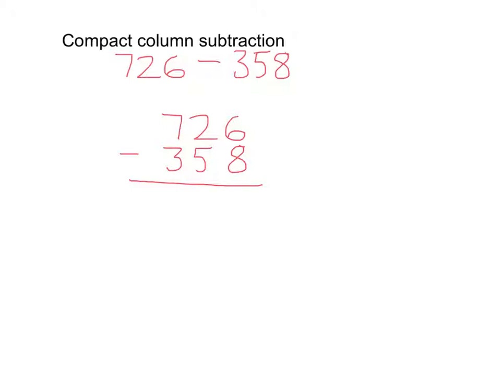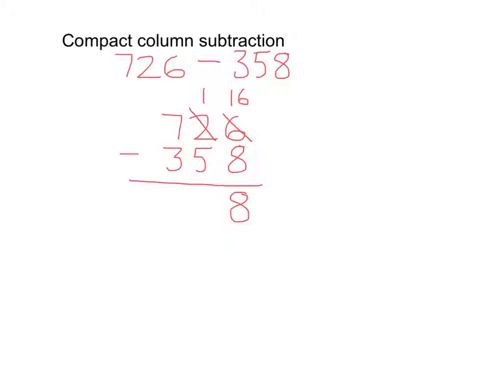6 subtract 8 cannot do, but we could move 10 across from the tens column, making the 6 not 6 but 16, and leaving one lot of 10 behind. So now back to the ones. 16 subtract 8 you can do, leaving you with 8.